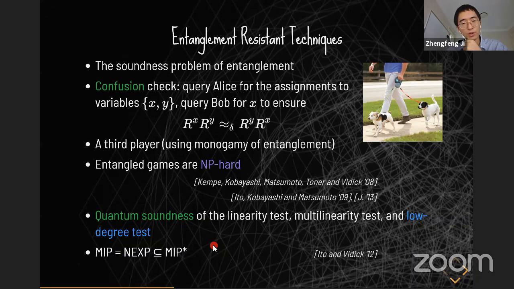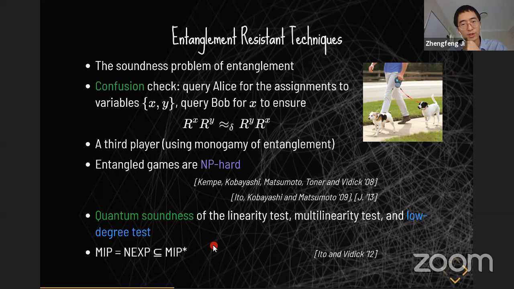Then it is like some classical condition, a situation that is similar to the classical condition. And you can also use monogamy of entanglement, and such simple techniques would enable you to prove that entangled games are already NP-hard. These are very early investigations.